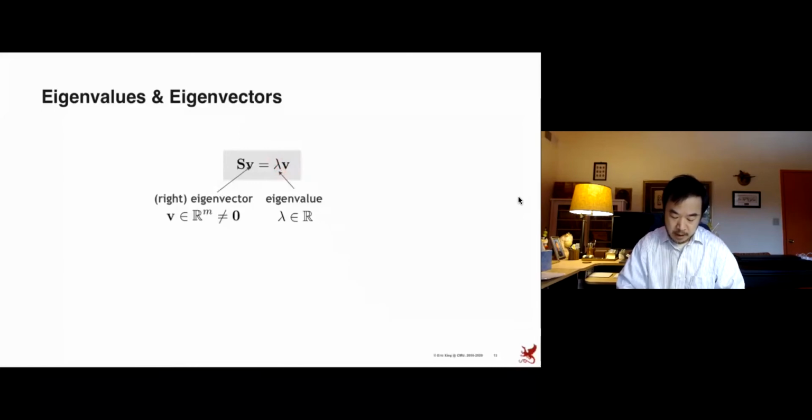The vector, to avoid triviality, should be a non-zero vector. And the eigenvalue lambda should be a real number. So this is just an example of the definition of an eigenvector and also its eigenvalue.